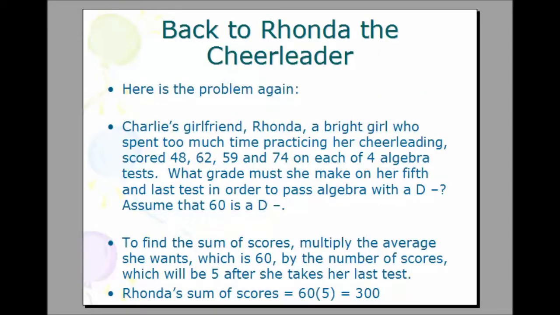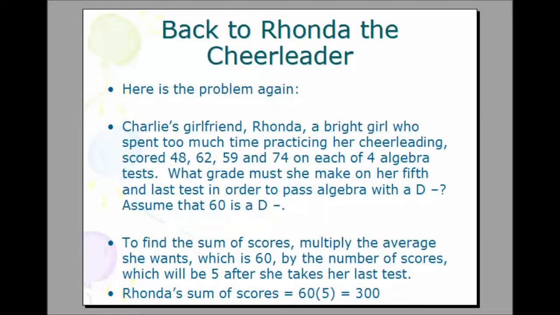Let's go back to the Rhonda problem. And I'm repeating the problem. And remember, it's Charlie's girlfriend Rhonda, a bright girl who spent too much time practicing her cheerleading, scored 48, 62, 59, and 74 on each of 4 algebra tests. What grade must she make on her 5th and last algebra test in order to pass algebra with a D-?